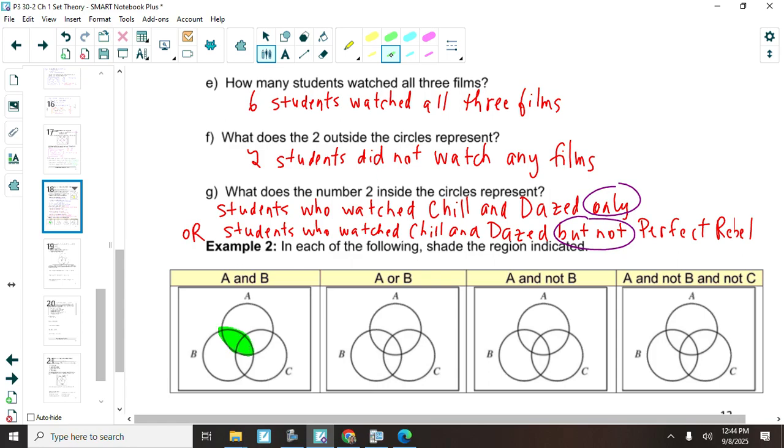Okay, how about A or B? A or B is our snowman. We haven't even introduced the idea that there is a C yet, so you don't have to worry about excluding C until it tells you to.